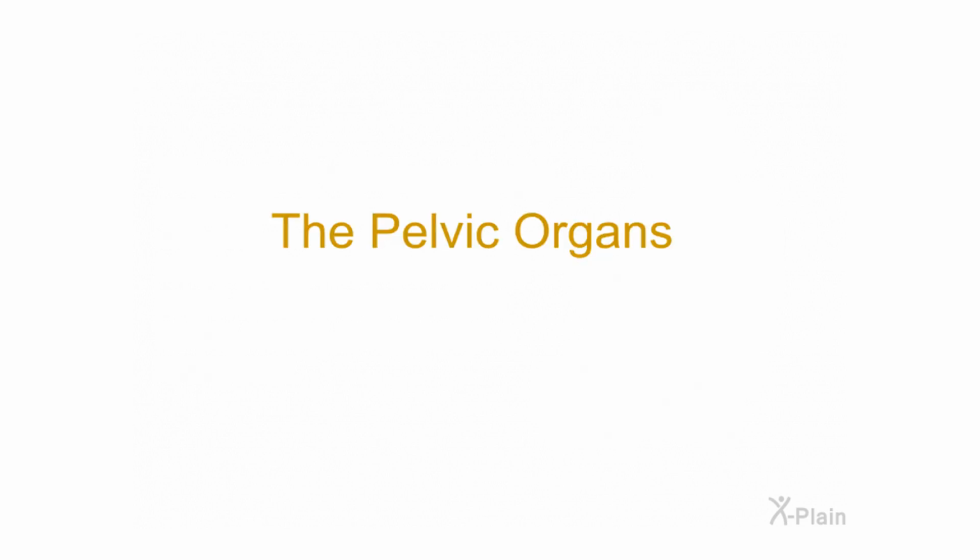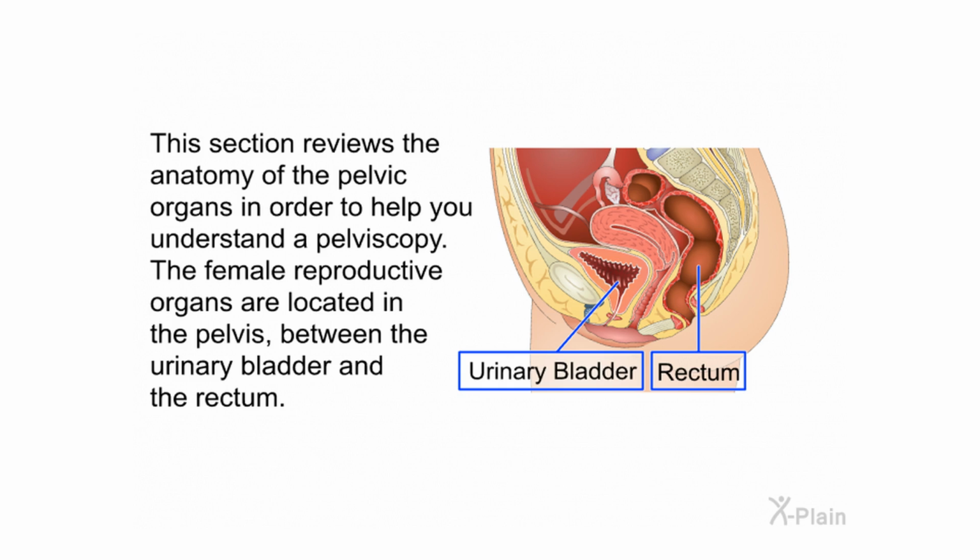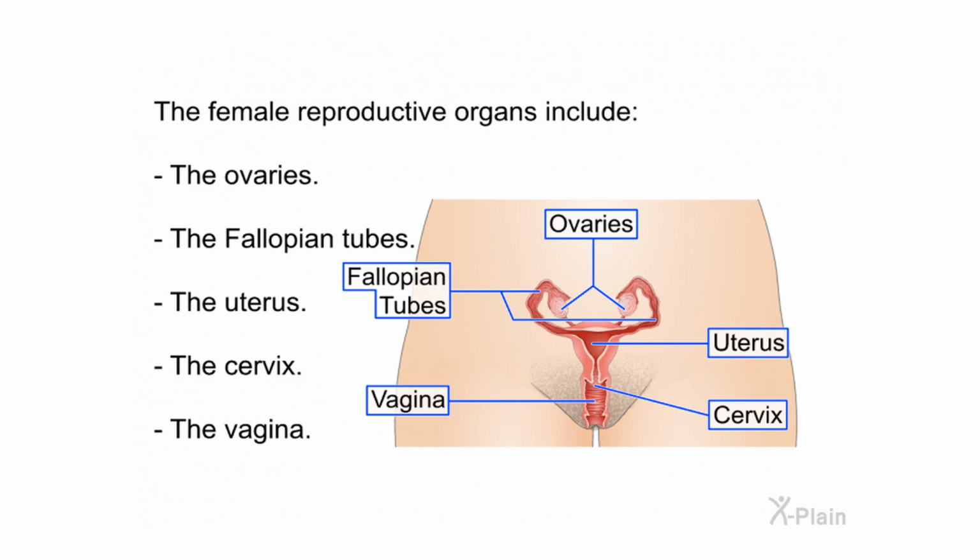The pelvic organs. This section reviews the anatomy of the pelvic organs in order to help you understand a pelviscopy. The female reproductive organs are located in the pelvis, between the urinary bladder and the rectum. The female reproductive organs include the ovaries, the fallopian tubes, the uterus, the cervix, the vagina.